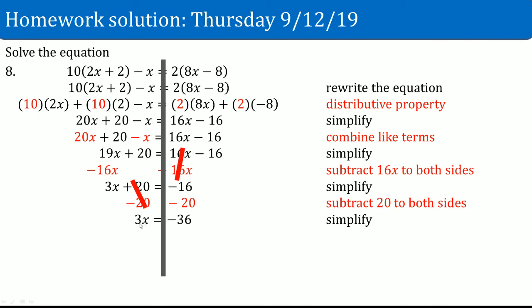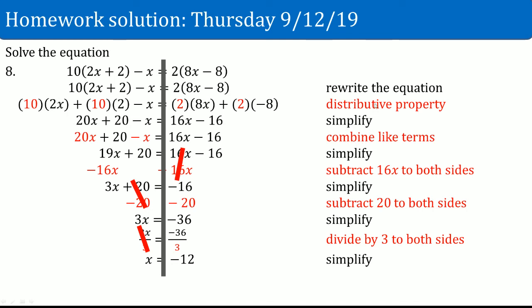You have 3 times x. Okay? You're multiplying by 3 here. So what are you going to do? Divide by 3. Divide 3 to both sides. This cancels out. Do you see how it cancels out? That's the reason why you do it. What do you have left over on the left-hand side? Just an x. On the right-hand side, negative 36 divided by 3 becomes negative 12. Voila. Solved for.